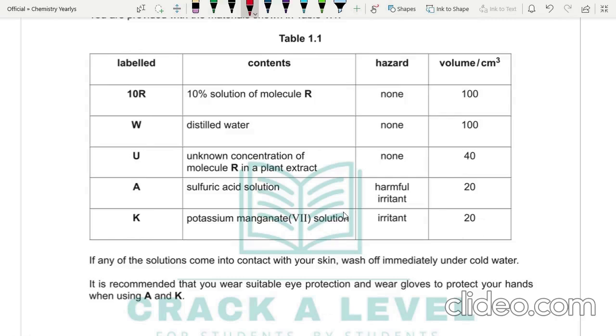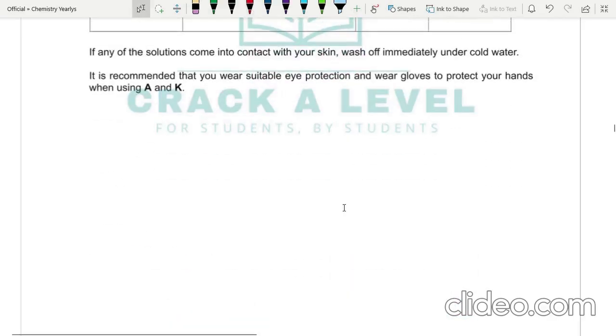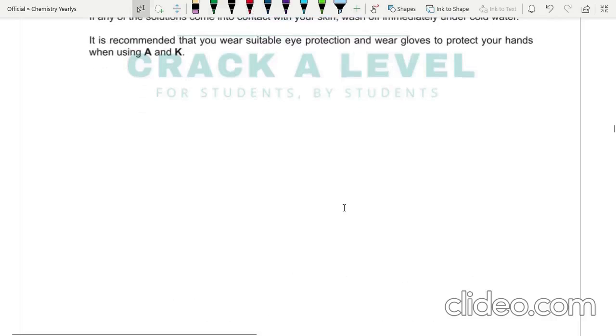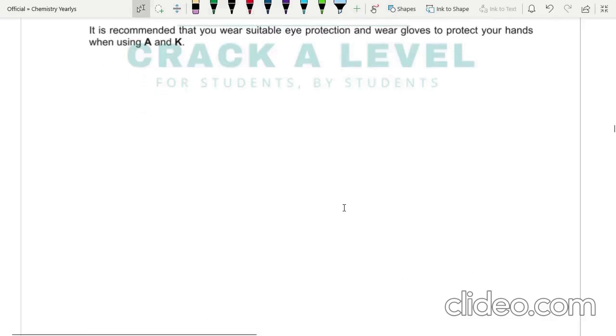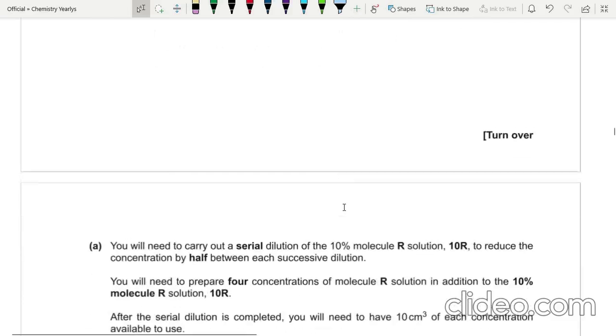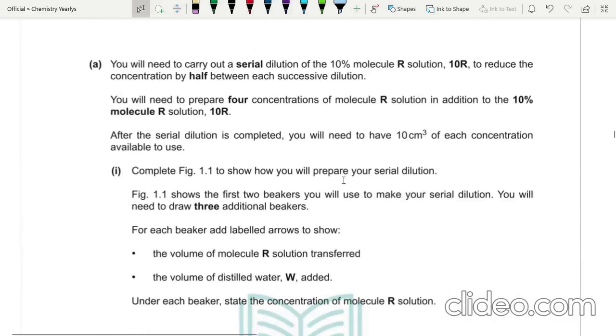A is the sulfuric acid. K is the potassium permanganate. If any of the solution comes in contact with your skin, wash off immediately under cold water. It is recommended that you wear suitable eye protection and wear gloves to protect your hands when using A and K. You will need to carry out a serial dilution. So now we are performing the serial dilution actually.